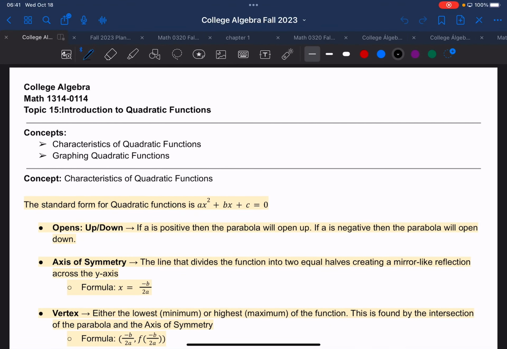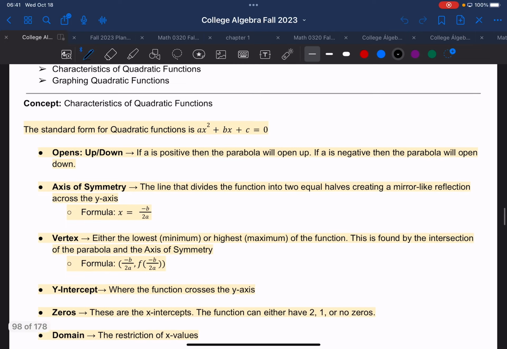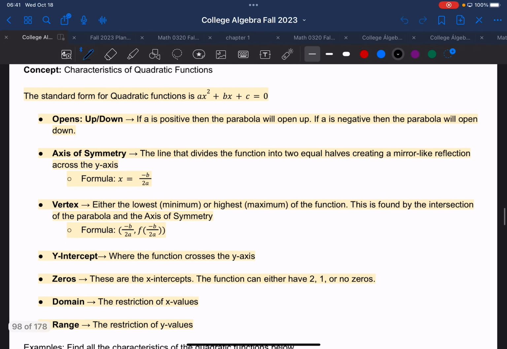Okay, so topic 15 is the introduction to quadratic functions. So we're going to look at the characteristics of a quadratic function and what the graphs of a quadratic function look like. So here are some characteristics of a quadratic function. So a lot of vocab in the beginning.